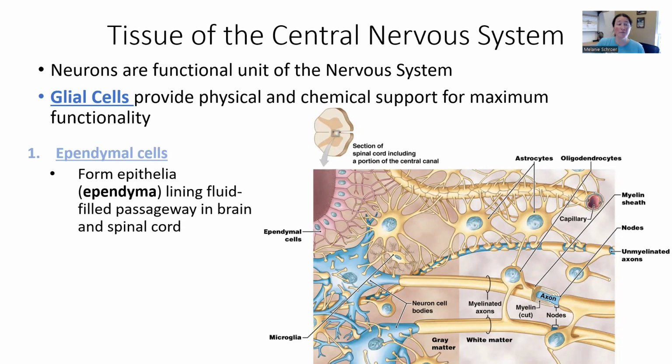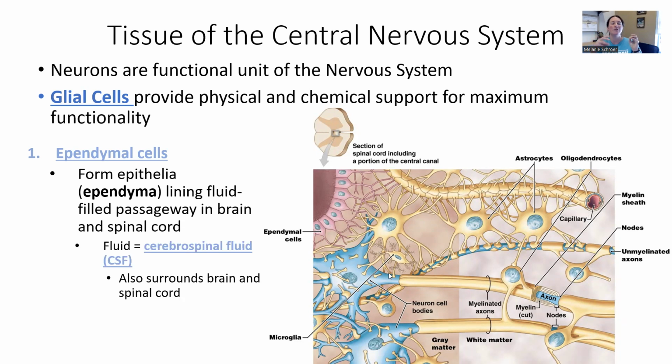Okay, so the first type of glial cell that we're going to talk about are the ependymal cells. These cells form the epithelia, the lining of the central canal. Note that these cells have little cilia on them. What they do is they actually circulate the cerebrospinal fluid. Just like we talked about earlier this semester, cilia can create a current. They can push fluid along.